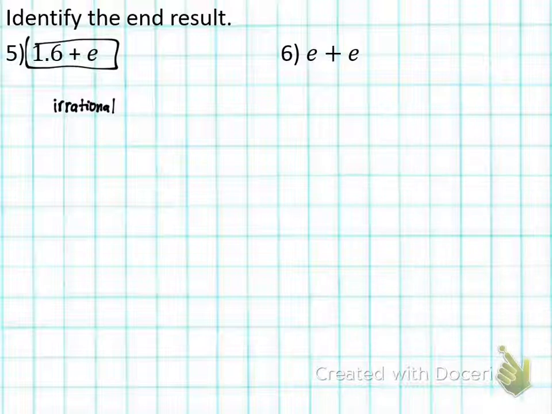Okay, what about number 6? Irrational, right? What's another way to write e plus e? 2e, good. So it's irrational, and 1e plus 1e is 2e's, right? One elephant ear plus another elephant ear is 2 elephant ears.